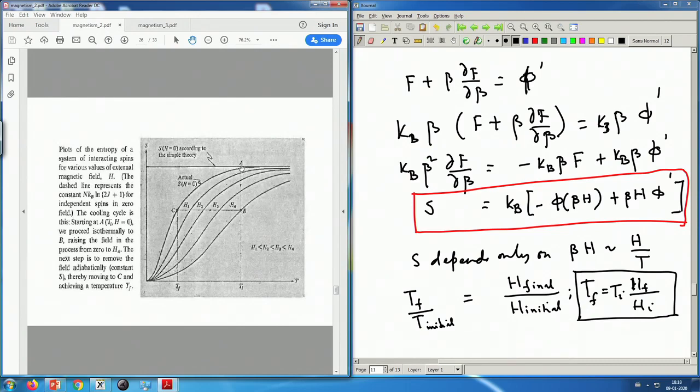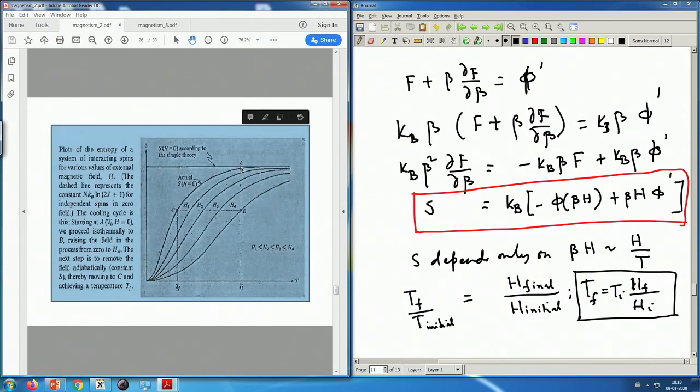Anyway, so the process here is that you start from point A, the cooling cycle is at A with T_i and H equal to 0, then proceed isothermally to a point B. So, this is the point B, you come down isothermally. So, entropy is reducing here. This is from point A, which is h equal to 0, to point B, where h has increased.